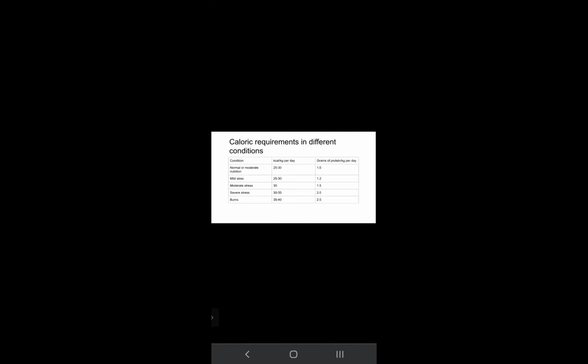Yes, sir. It should not be 0.1 to go to the next slide. You have written 0.1 to 0.15. Okay, that is the basic requirement. That is a multiplication. Okay, that is nitrogen. Multiplication. And the protein requirement depends on the stress.